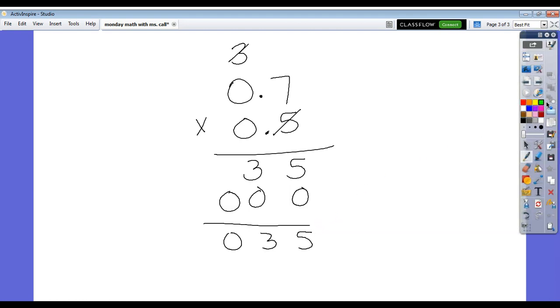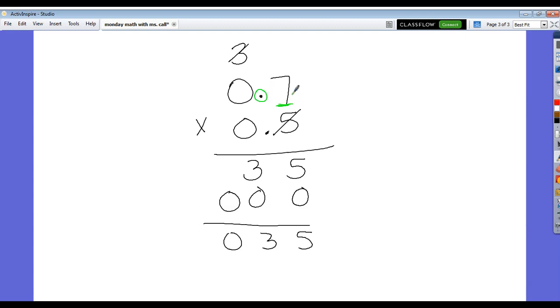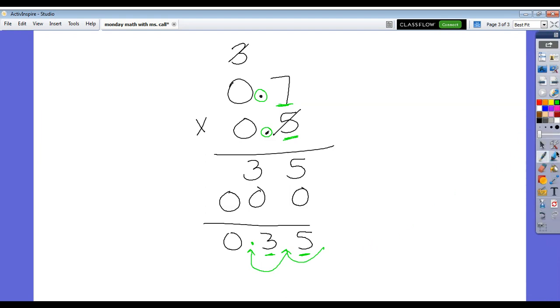But now thinking about this, here's your decimal. So you have 1 digit. Here's your decimal, and you have 2 digits. So from my hidden decimal here, I'm going to move it 1 time. So that's 1 digit. And then I'm going to move it 2 times. That's 2 digits. So my answer will give me 35 hundredths.